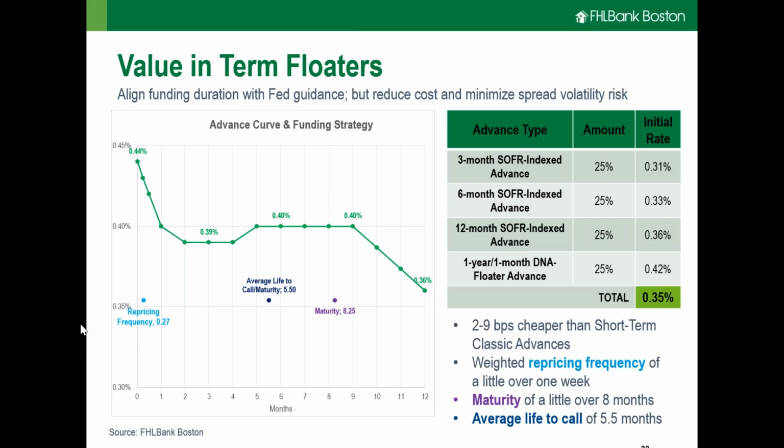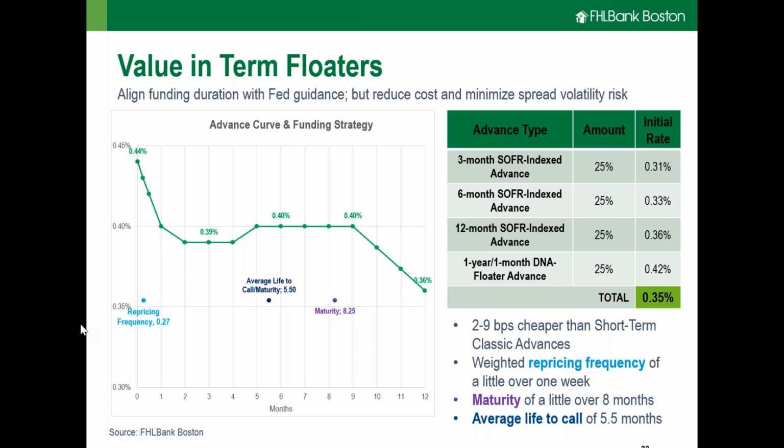So the answer is floating rate funding is what gives you that profile. What we're looking at here is a simple funding strategy: equal weight SOFR floaters at 3, 6, and 12 months, and a 1-year, 1-month DNA floater. The SOFR floater reprices daily. As we saw earlier, SOFR and Fed funds have an extremely tight correlation, and the DNA reprices on a monthly basis and gives you the option to pay it down with no penalty at every monthly interval.